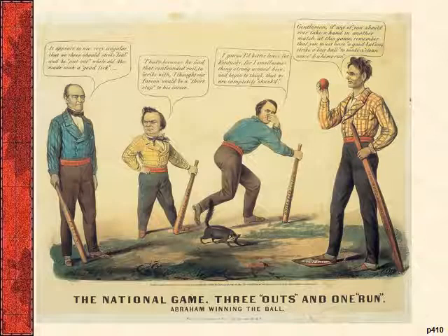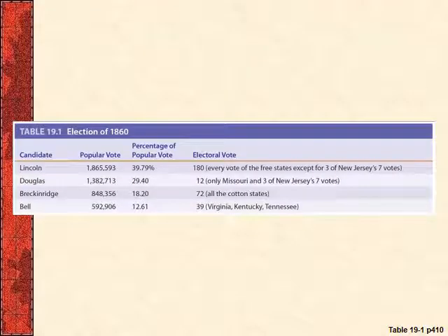This is just a cartoon from your book showing how Abraham Lincoln is looking against his opponents there. This is supposed to be one of the first pictorial visions of baseball. This is right around the time that baseball was being invented. There were different clubs around the country.